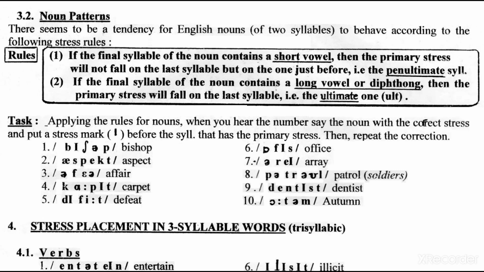And finally, the last noun is autumn. Stress on the penult because we have a short vowel in the last syllable, so we have applied rule 2A. We stop here, so we have finished our lesson for today.